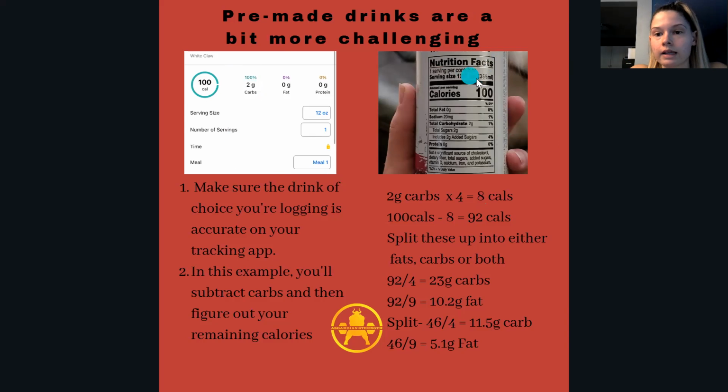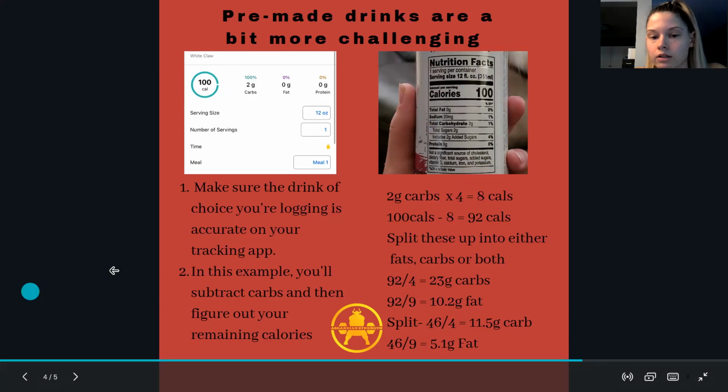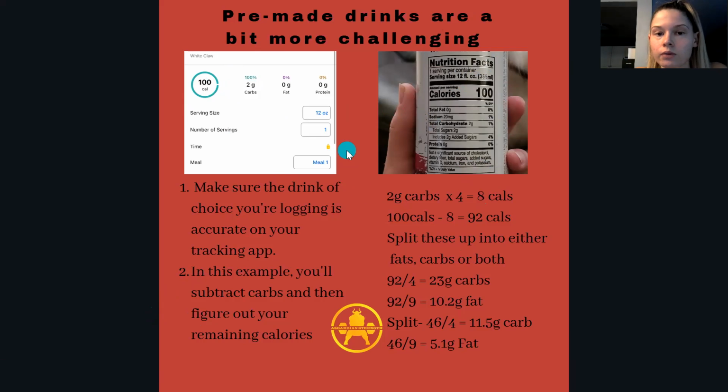So looking at a White Claw, the calories are confirmed here. The carbohydrates are also confirmed here. So number one is make sure that your drink of choice is logged accurately on your tracking app. And then in this example, you subtract carbs and then figure out your remaining calories. So we have 2 grams of carbohydrates here. If we times that by 4, that's 8 calories that are coming from strictly carbohydrates. So we minus 8 from 100 calories, which leaves us with 92 calories.